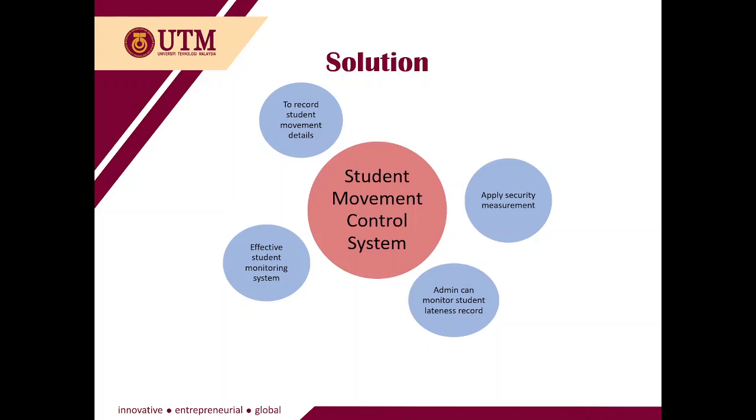So for the solution, student movement control system is proposed. Firstly, the function is to record student movement details, and it is an effective student monitoring system. Thirdly, admin can monitor student lateness record, and we can apply security measurement for this system. For example, the SSL certificate, the authentication and authorization and so on.